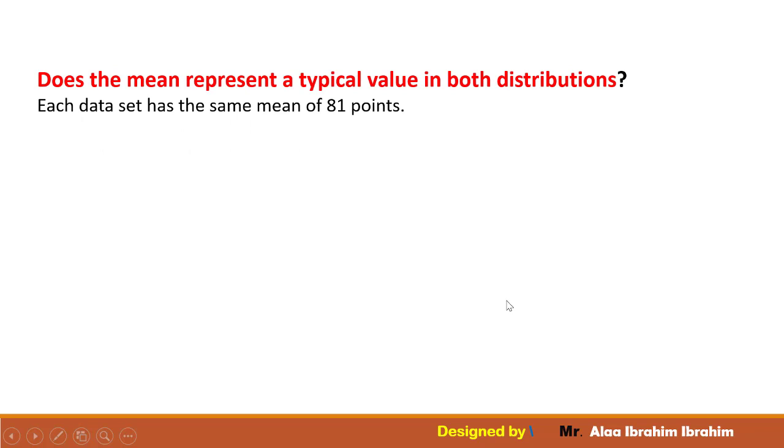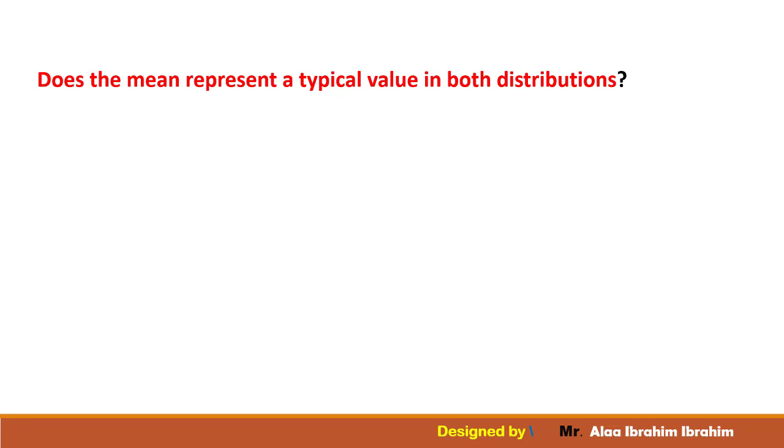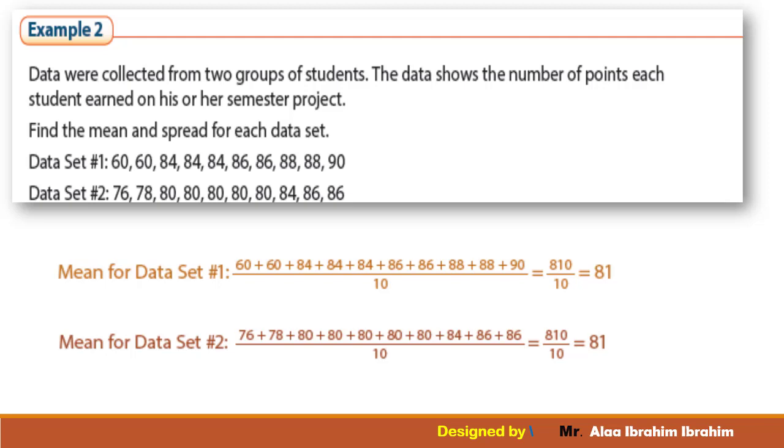Does the mean represent a typical value in both distributions? Each data set has the same mean, 81, yes. The mean of the second data set could be a more accurate measure of center than the mean in the first data. Let's come back again and return to this last example.